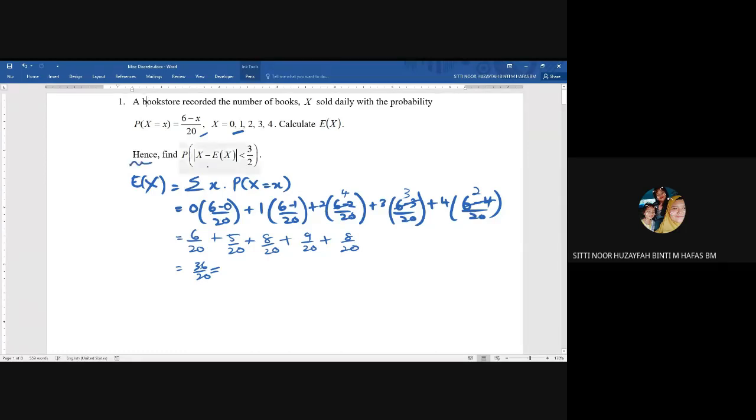Hence, now the next part is: hence, find the probability of the absolute value of X minus the expected value being less than 3 over 2. If you have any question or you want to interrupt me, just open your mic. So the probability of absolute X minus the expected value less than 3 over 2.